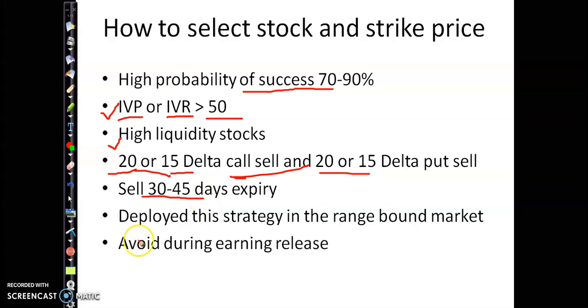All right, deploy this strategy in a range bound market. So we are looking for a sideways market. We never deploy when the market is shooting out. In that case we use a different strategy, like a jade lizard or something, so later on we will discuss. And another criteria, avoid during earning release. So I'll show you exactly how we select the stock.